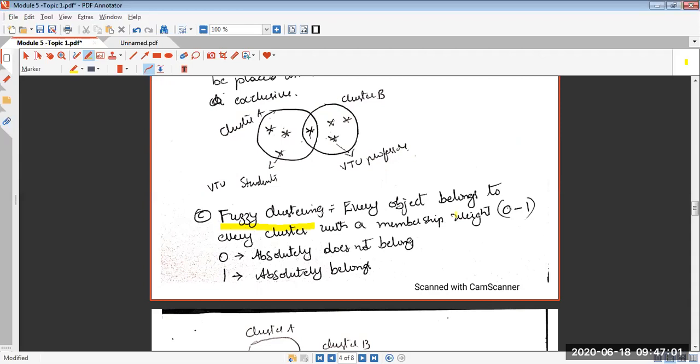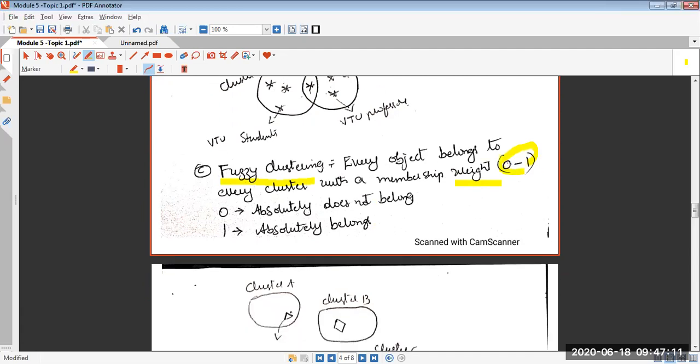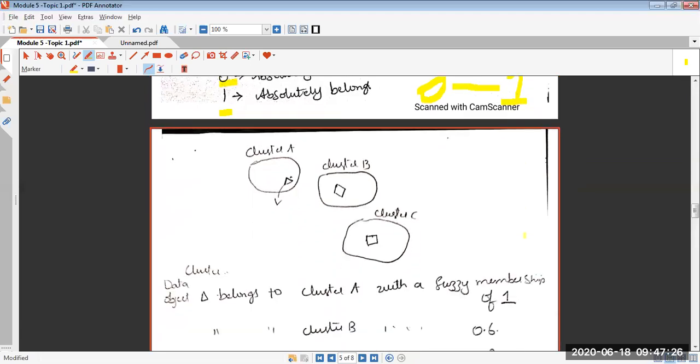Okay, this can happen by assigning weights between 0 to 1. I know you have not understood this, so I'll go to an example. What is the 0 to 1? 0 means it absolutely does not belong. 1 means it absolutely belongs. So 0 to 1 is a range. If you have not understood this, we'll go to an example, as I already told you.